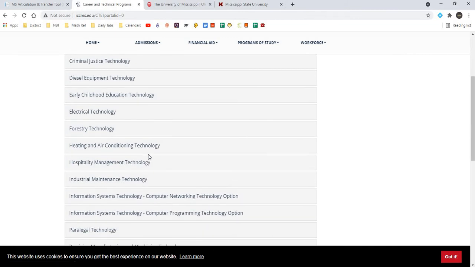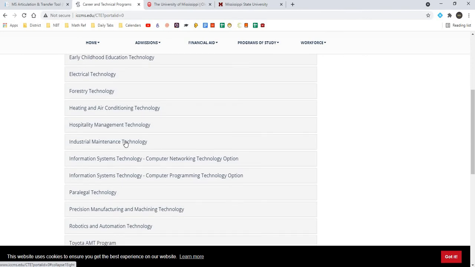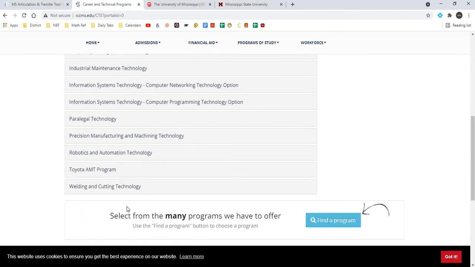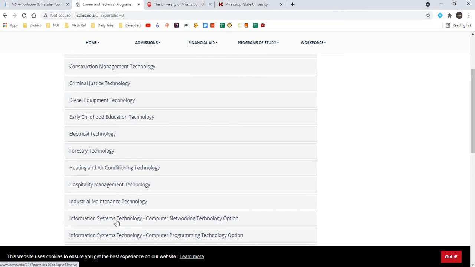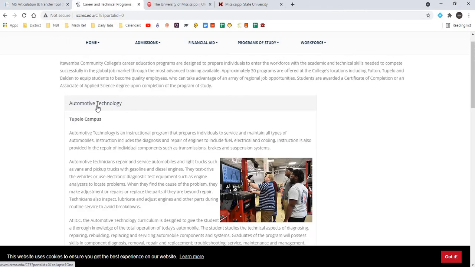This is where you're going to go if you want to do industrial maintenance, which is really popular. Hospitality, if you want to work in a hotel, manage a hotel. The Toyota has a specific program for theirs. Welding and cutting, this is really, really good money. Precision and manufacturing. These are all 2-year programs, so you will have a degree at the end of these 2-year programs. So let's look at automotive technology.